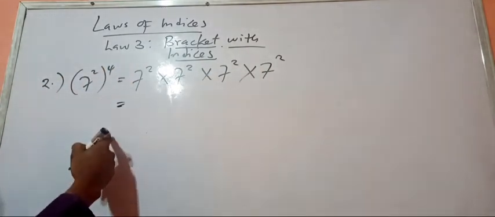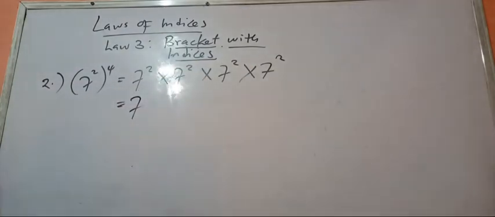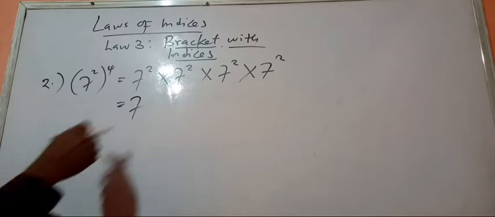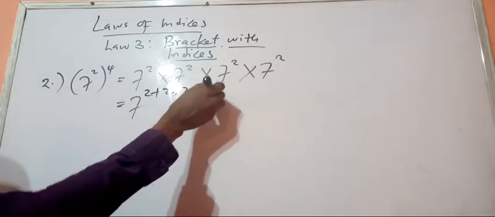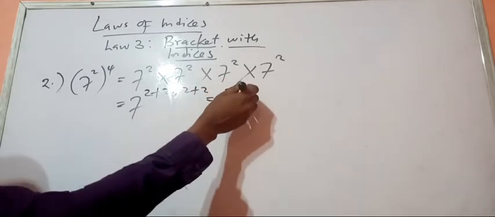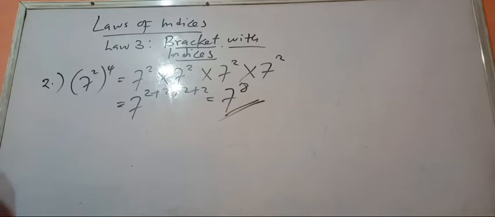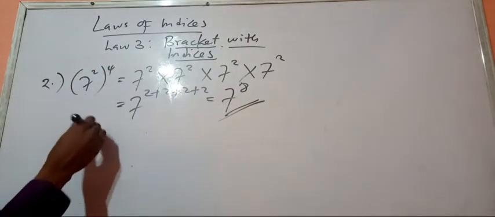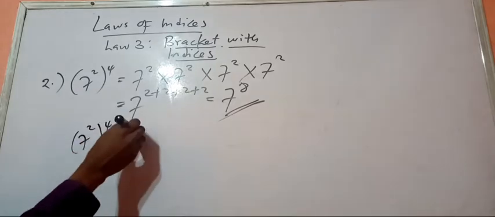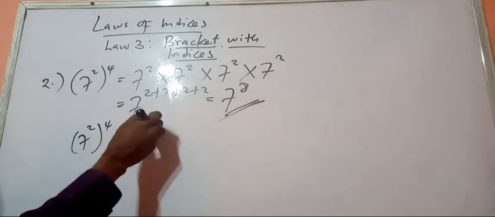So we have 7 power 2, using multiplication of indices, 2 plus 2 plus 2 plus 2. We have 7 raised to power 8. In a simpler form, in case you want to skip this process, just say 4 times 2: 7 raised to power 2 multiplied by 4 gives us 7 to the power 4 times 2, which is 8.